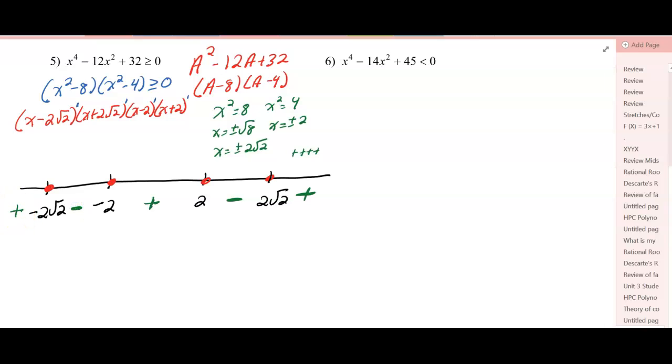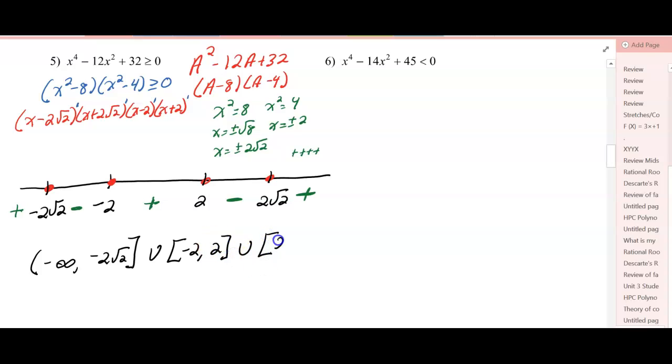And since we're interested in greater than or equal to 0, we want negative infinity to negative 2 root 2, union, and that should be a bracket. Union bracket, negative 2 to 2.